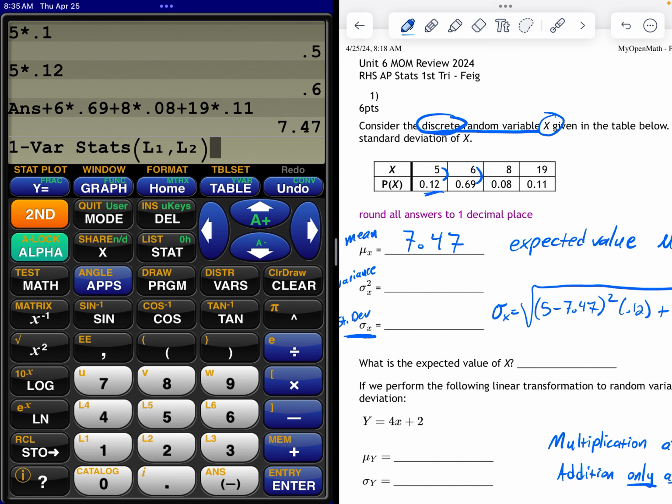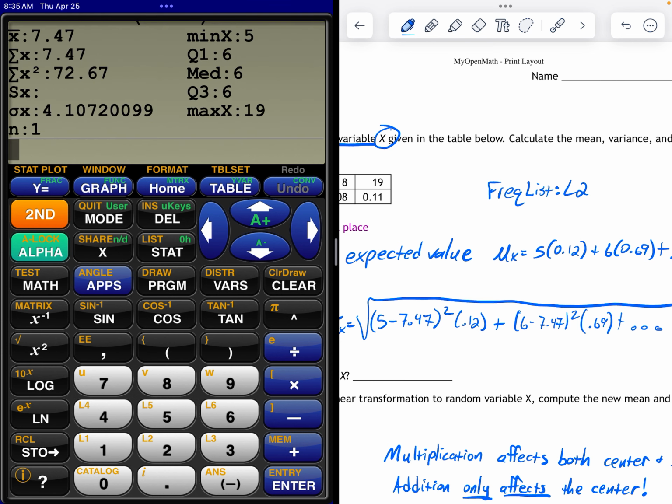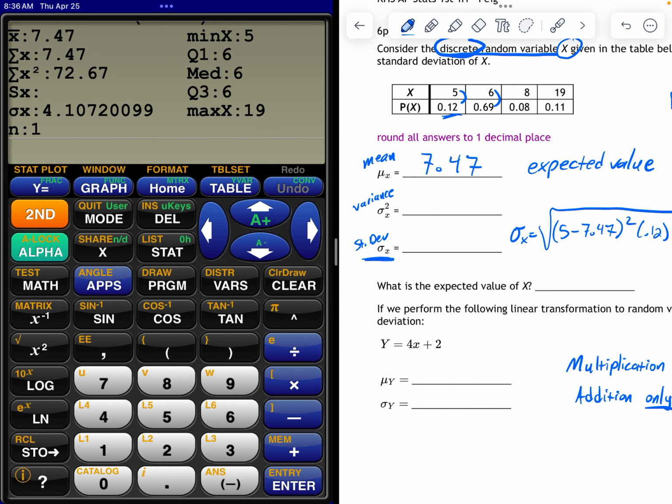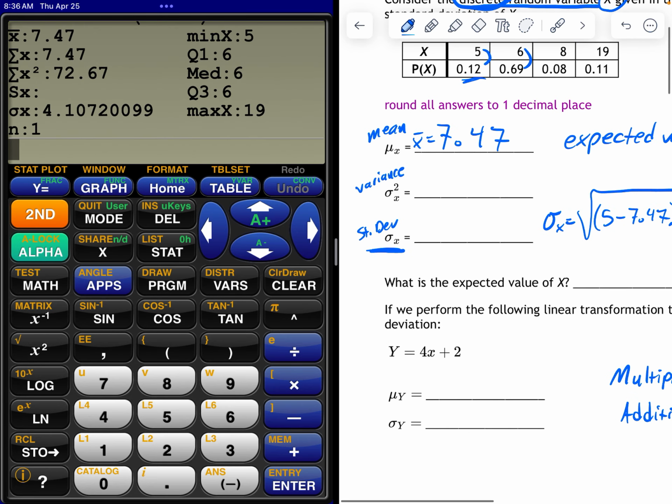Some of your calculators will say frequency list or freq list like this, and you'll put L2, okay? Then it will spit it out for you. So there's the 7.47. That is the same thing as x bar, okay? Sigma is 4.107. I don't know how to round to 1 decimal place, so 4.1, I guess. And if I'm being careful, my average would be 7.5.